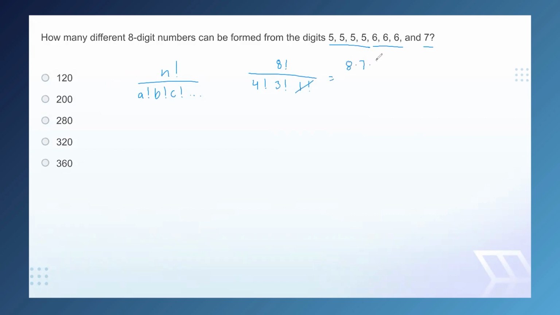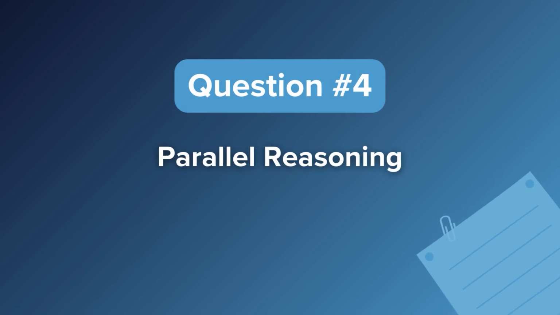The factorial of the total number of items over the product of the factorials of the count of each type of indistinguishable item. Now, like any other permutation problem, we need to correctly interpret and consider any restrictions in the scenario, but from there, it's simple arithmetic. Our fourth uncommon question type is parallel reasoning.